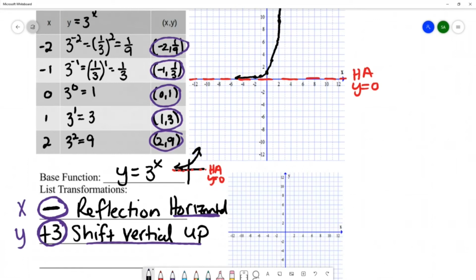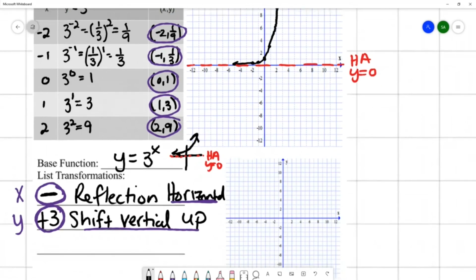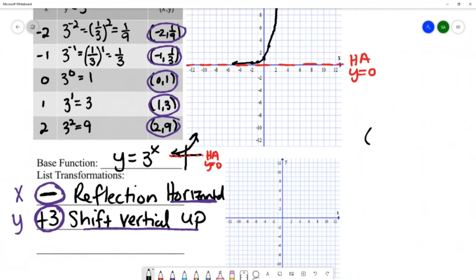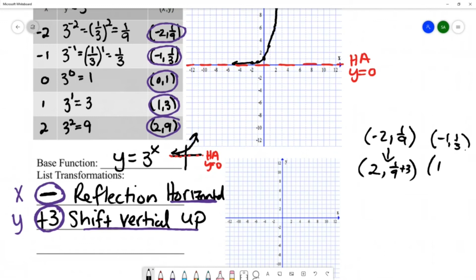So I'm thinking of those ordered pairs that we have. -2 and 1/9, that point will change the x to the opposite, +2, and the y, we're going to add 3, so it'll be 2 and 3 1/9. The point -1, 1/3 will have the opposite x and add 3, so 1/3 plus 3, 3 and 1/3. So that's what it will transform to.